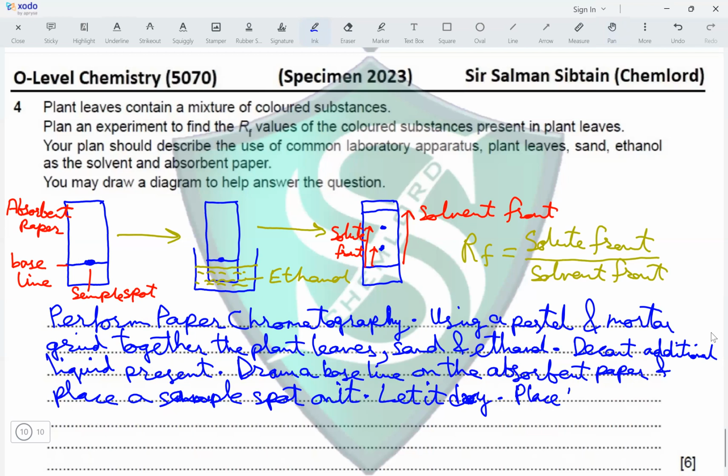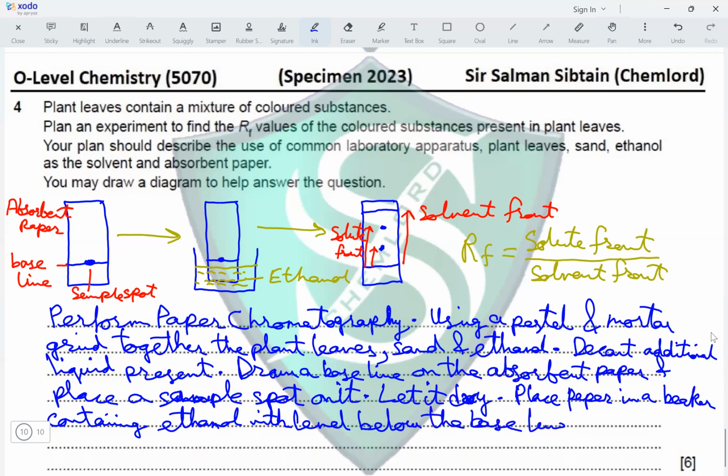place paper in a beaker containing ethanol with level below the baseline. This is important because if the baseline is dipped inside the ethanol, then the sample spot that was dried onto the paper will dissolve in it and the chromatography will not be performed, right?